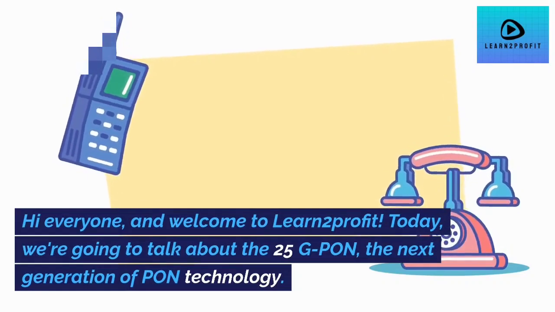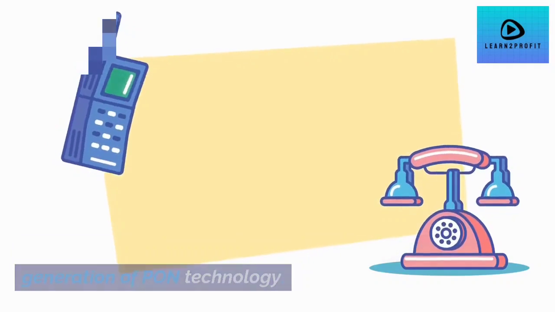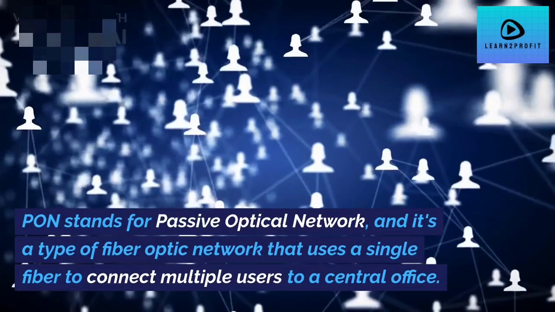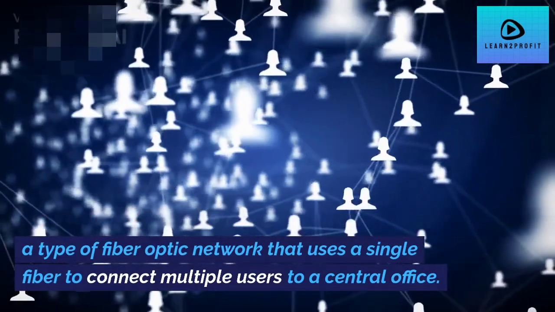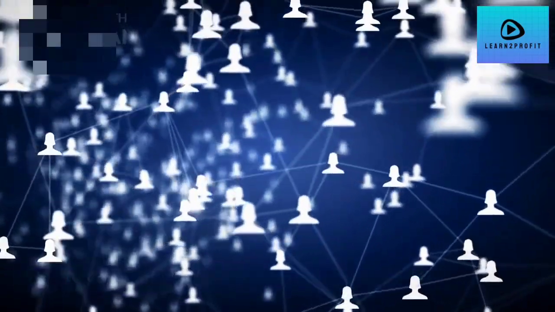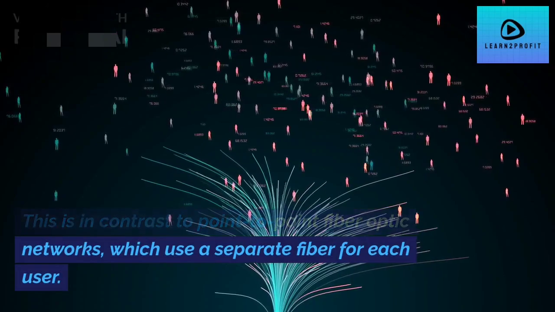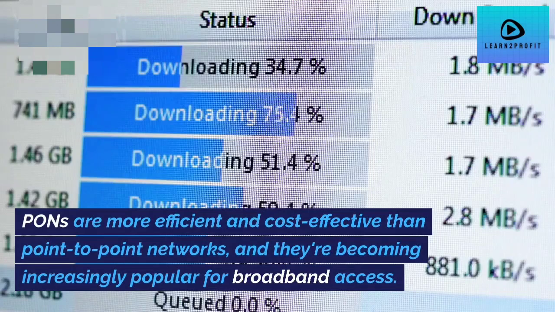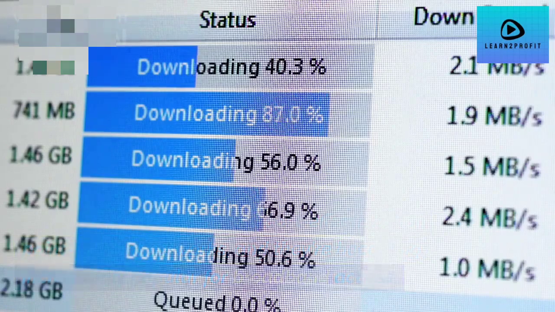Today, we're going to talk about the 25G PON, the next generation of PON technology. PON stands for Passive Optical Network, and it's a type of fiber optic network that uses a single fiber to connect multiple users to a central office. This is in contrast to point-to-point fiber optic networks, which use a separate fiber for each user. PONs are more efficient and cost-effective than point-to-point networks, and they're becoming increasingly popular for broadband access.